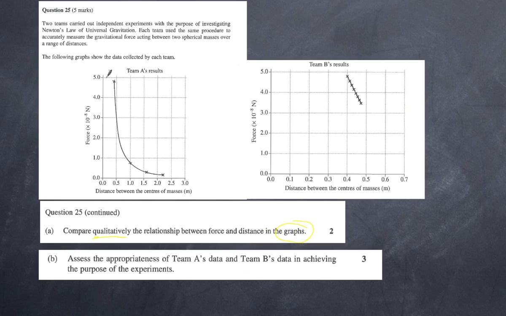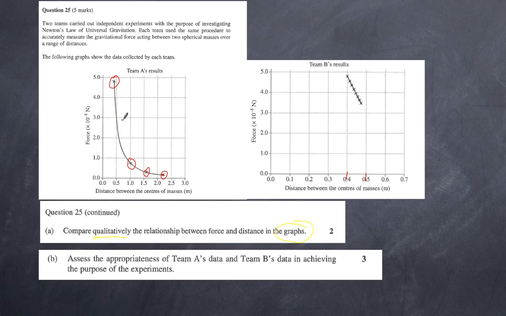So if you look carefully at the actual results, you can see that Team A has actually only 4 data points. But they've determined those data points over a distance of almost up to 2.2, 2.3 meters, and actually has quite a range of masses and so forth. Team B has a lot more data points, and as you can see, it's got 8 data points. But in this case, all 8 data points are anywhere between 0.4 meters and 0.5 meters, so it's a much narrower range.